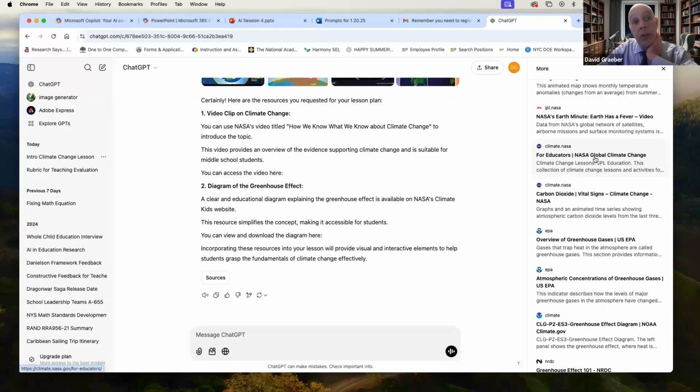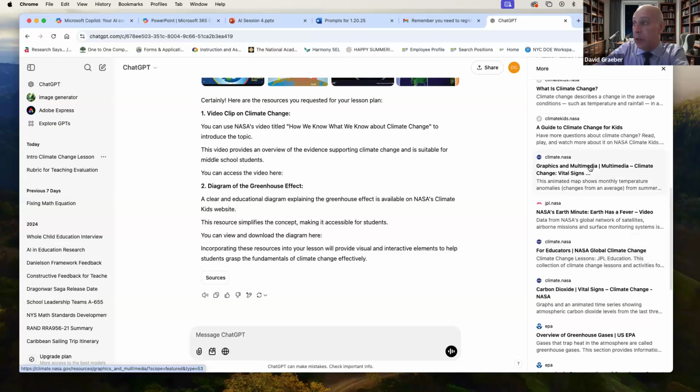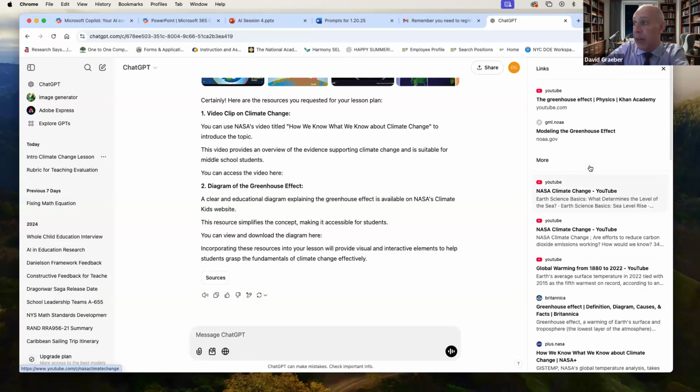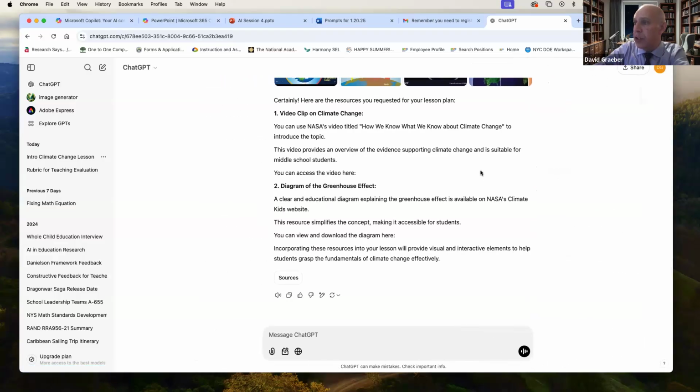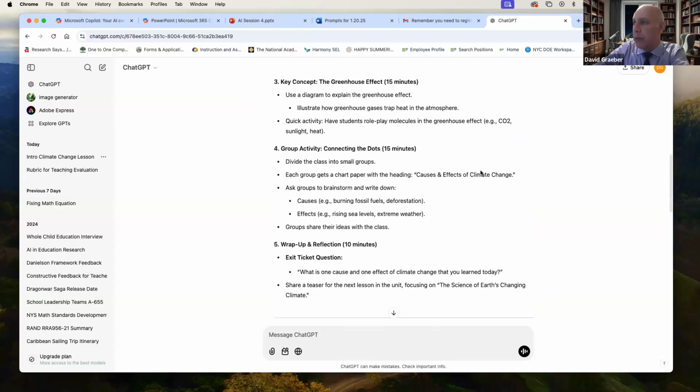Very important as a teacher working with these tools, and presenting students with these tools to use ultimately, that we are doing the research and making sure the information that we're providing is legitimate. So this time I will consider NASA to be a legitimate source, just to show you. All right, so let's go back up to our lesson plan.